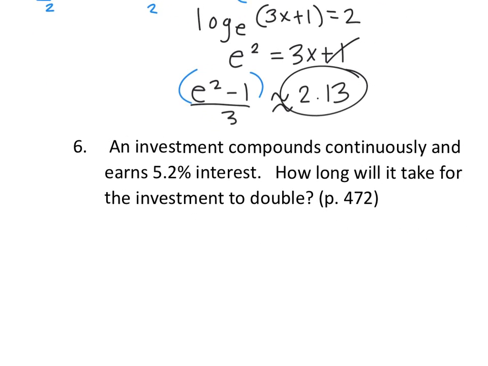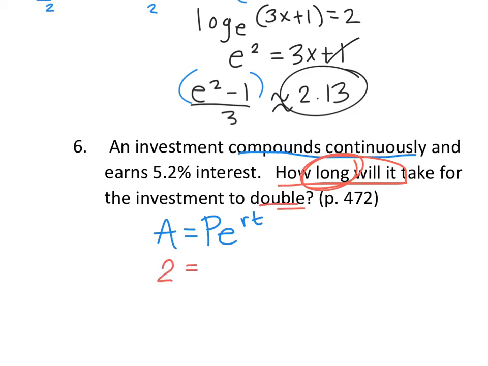And then an investment compounds continuously. So when you read compounds continuously, you are using the form A equals P e to the rt. So we want to know how long it will take to double. So we're trying to find what t is. So we're given that it's doubling. So I'm going to let A be 2 and P be 1. Because no matter what, if I put this 100, this will be 200. If this is 200, this will be 400. No matter what, I'm still going to end up with 2 equals e to the 0.052t.